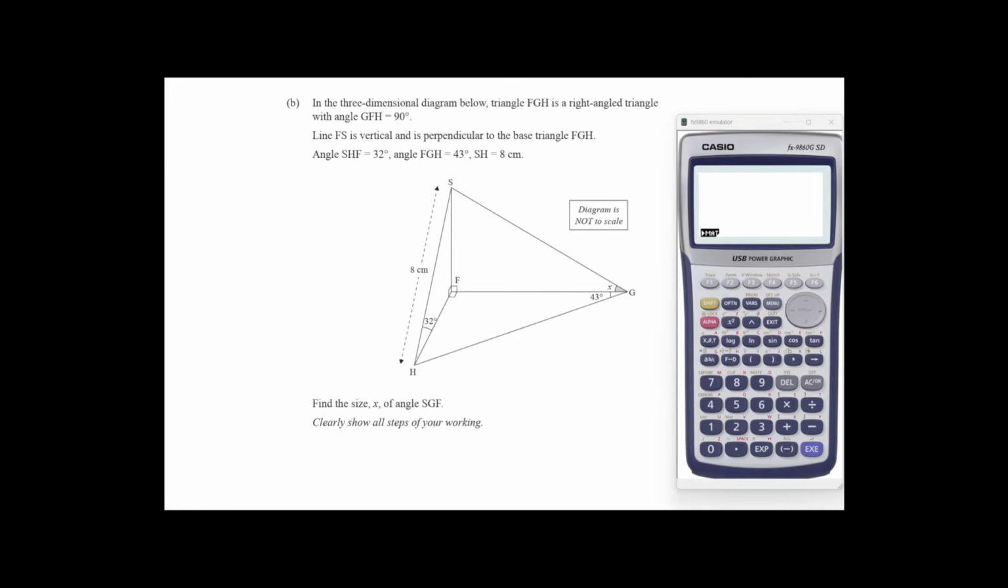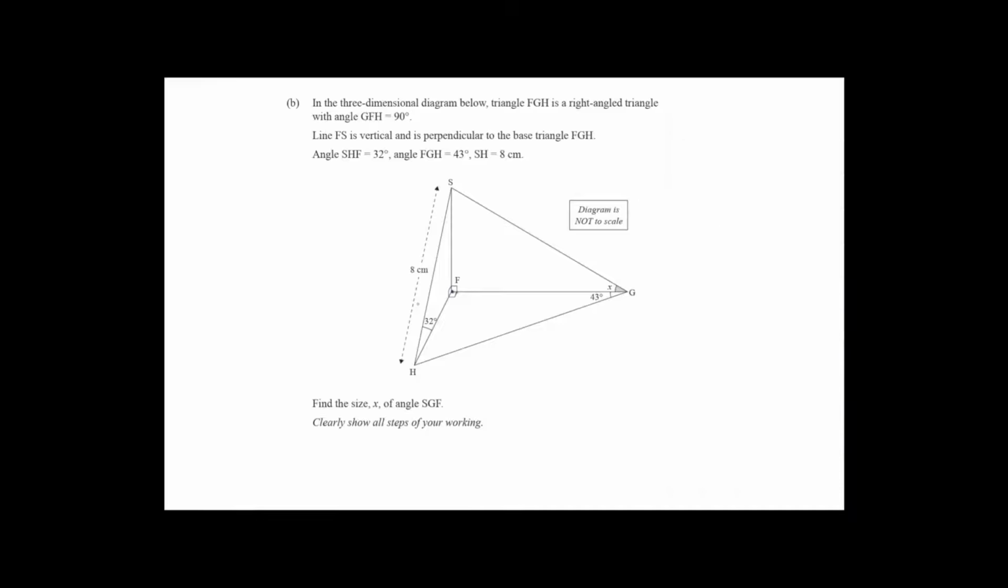Next one is a 3D trigonometry question. So we need to really read the question. All of these are right angles. And FS is vertical, this one here, and is perpendicular, meaning at right angles to this one. So these are all right angles around here. Imagine this is like one little corner of a room here. And the end result is that we want to find this one here, which is x.